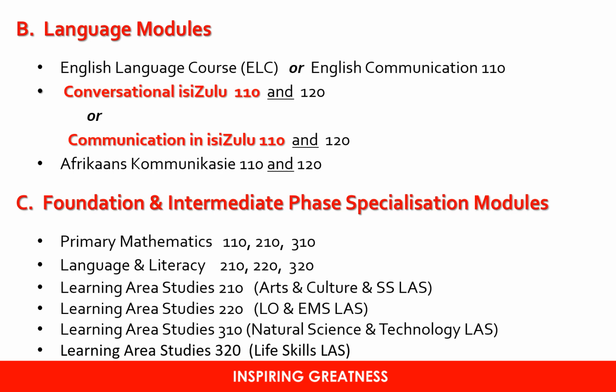So, for the English requirement, you will already have ALE, academic literacy, so that counts as the first English module. Then the second one, you have to either do English language course, commonly referred to as ELC, or you have to do English Communication 110. So you have to have at least one of these. It is possible for you to do both. That is not a problem because the content and the outcomes of these two modules is completely different. But you have to have at least one of them.